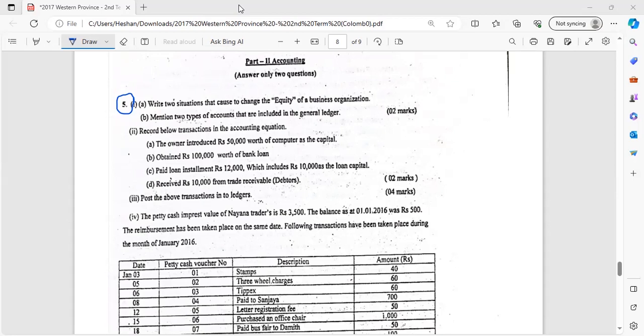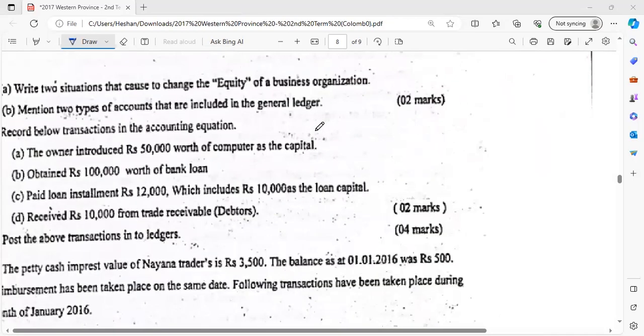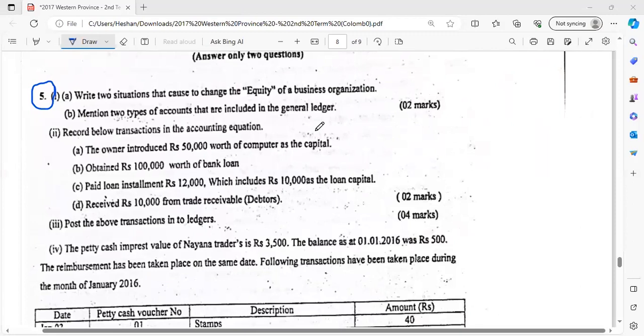Okay. Now, first of all, I'm going to do question number 5. When it comes to question number 5, Roman number 1, A, B: write two situations that cause a change in the equity of a business. Can anyone tell me what are the situations which cause a change in the equity of a business?